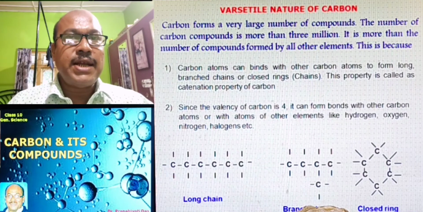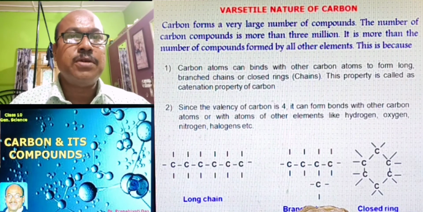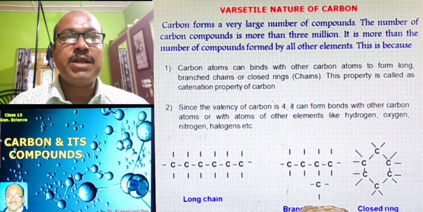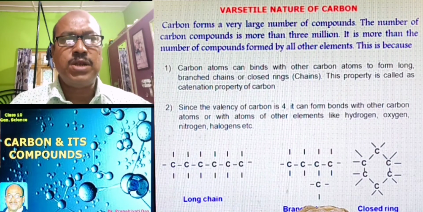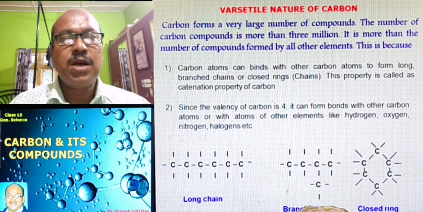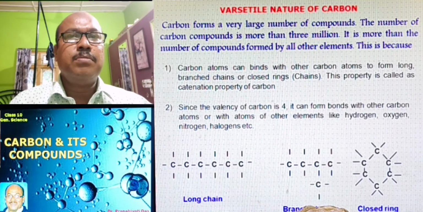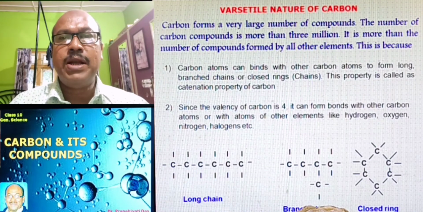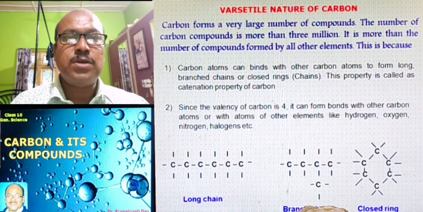Another interesting thing, that is the second versatile property: since carbon's valency is 4, it can form bonds with atoms of other elements like hydrogen, oxygen, nitrogen, halogens like chlorine, bromine, fluorine, iodine, and many other elements. It can form compounds. So in that way, carbon, due to its versatile nature, that is number one reason is catenation property, and second is its tetracovalency, it can form long chains of carbon.